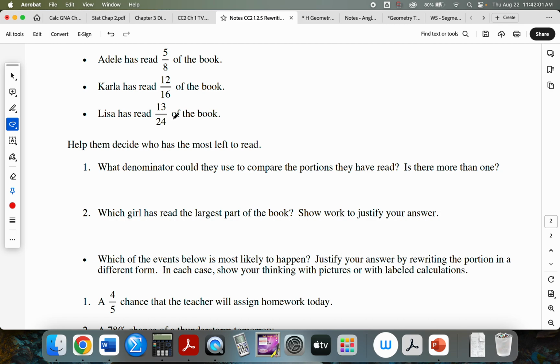Yeah, they all read over half of the book. So we can't just throw one of these out easily. So I would say 48 is a better choice for the denominator. What denominator could they use to compare the portions that they've read? 48. Is there more than just one? No, they could also do 96. They could do 192. There's a whole bunch.